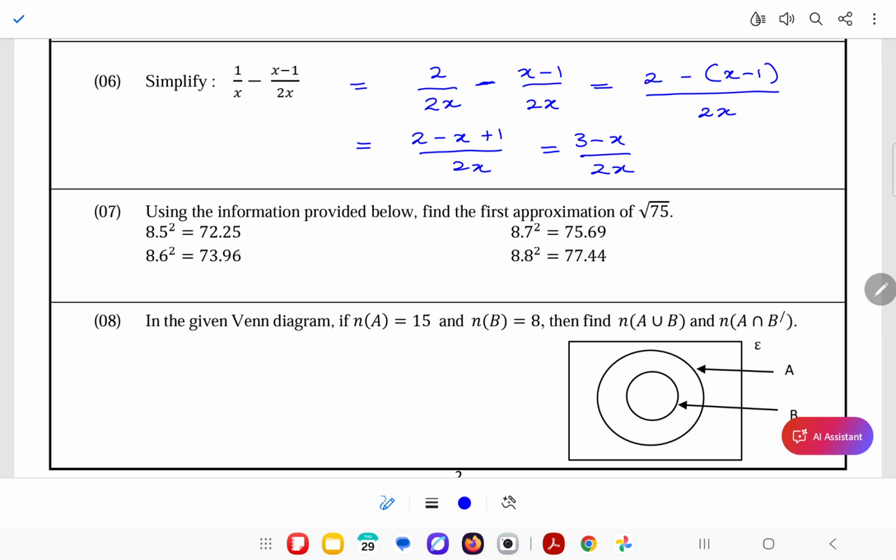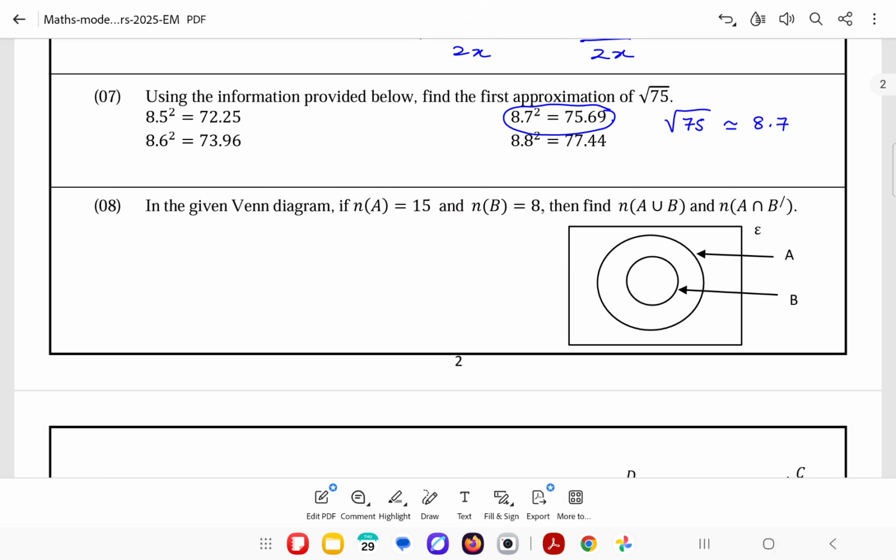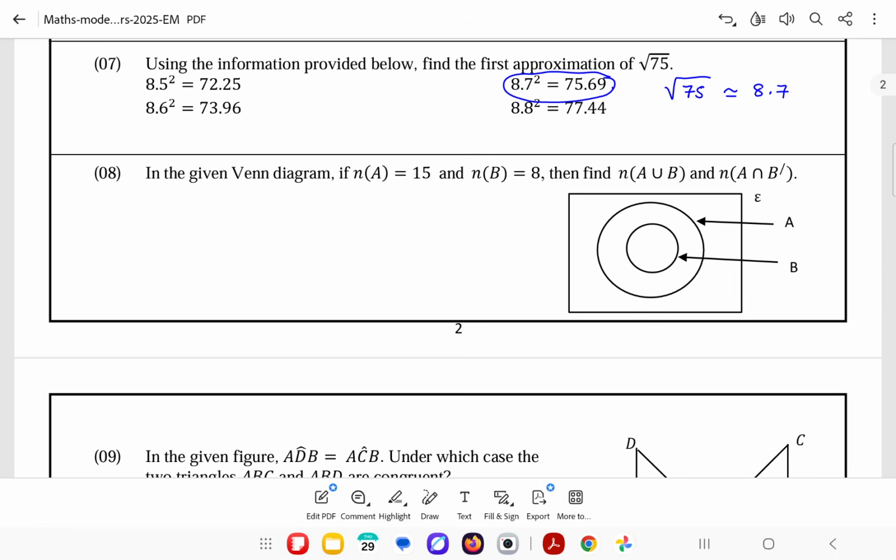This is 8.5. This is closer than this. This 8 point. This is the closest to 75, right? So that means square root 75 is going to be approximately close to what? 8.7. Find the closest, then take the square root. So 8.7 square root is 8.7. So that is the approximation, right? Now let's look at question number 8.